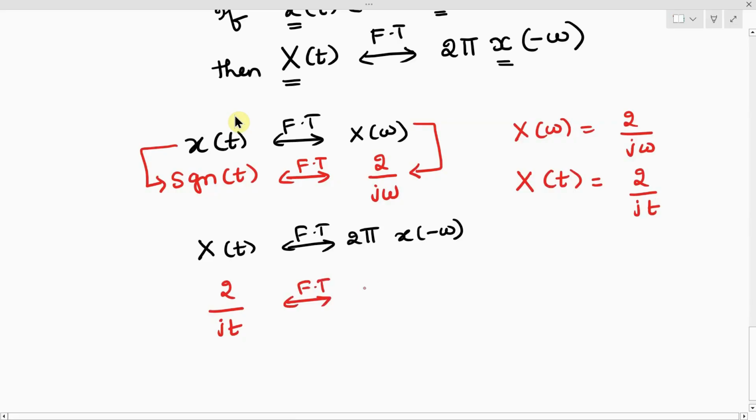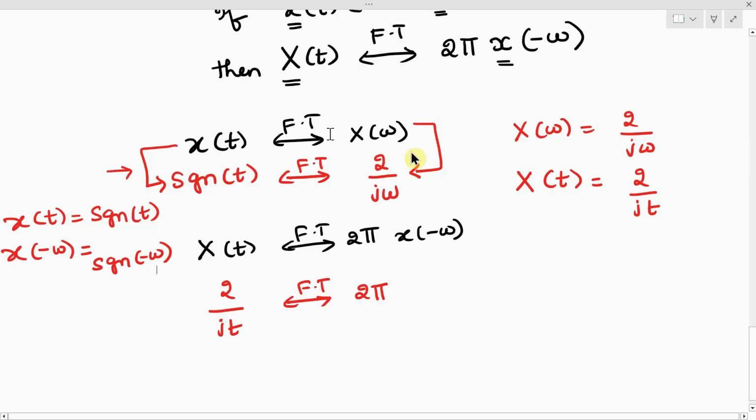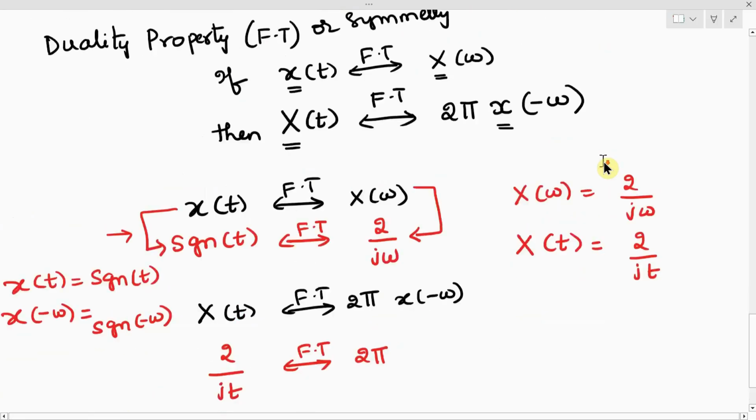Right. Now tell me, 2 pi is a constant. What is small x? Signum of t. So small x is signum of t. I am asking you small x of minus omega. What is that? Signum of minus omega. Is the signum function an even function or an odd function? Odd. Signum function is an odd function.